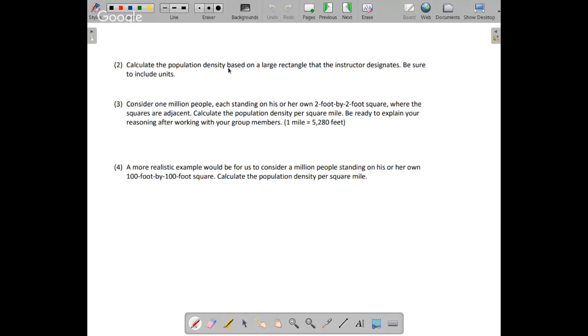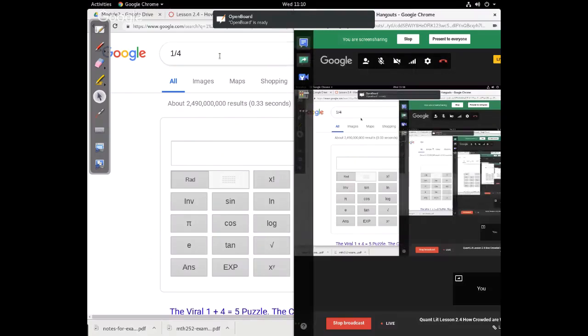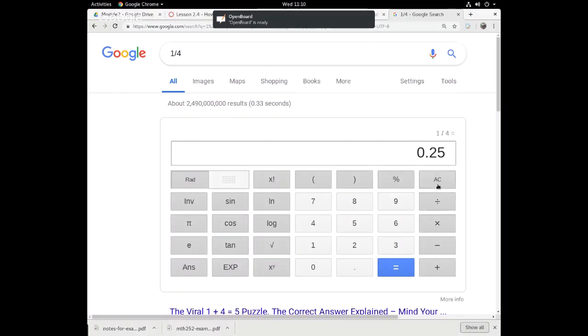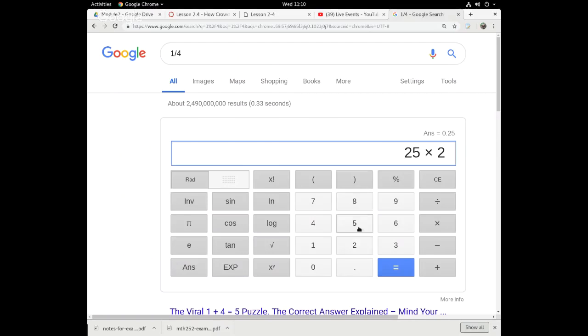Now we're going to calculate population density based on a larger rectangle. The classroom that I usually teach in is about 25 feet by 25 feet. If you multiply 25 by 25, I think on a good day that is 625, and that would be square feet. Let's just grab a calculator to double check. Hopefully you have a calculator right now, playing around. Here's my calculator. I want to take 25 times 25. Yeah, 625.